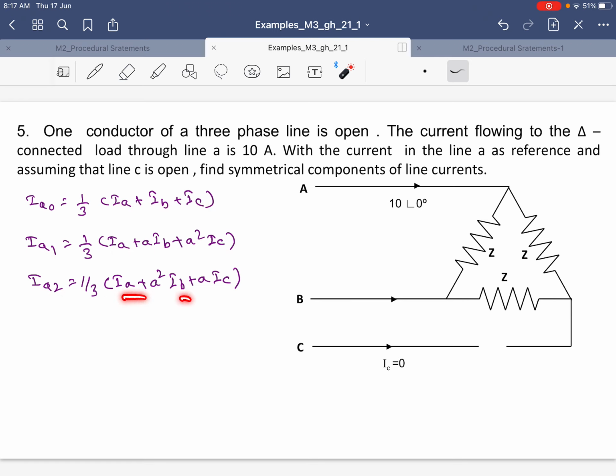IA, IB, IC everywhere. But here the only current given is IA. IB and IC are not given. But there is one condition given: the line C is open. Therefore, the current IC we are getting here is 0. It is IA, and IC is 0. Then you have to find out IB.